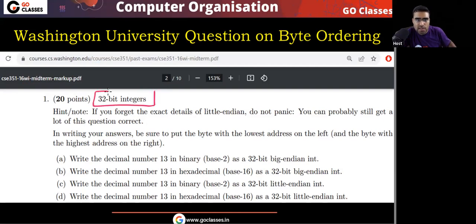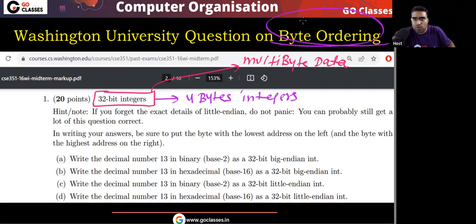So this is your multi-byte data, right? You have a 32-bit integer. That simply means that this is your multi-byte data. And when you have multi-byte data, then endianness will come into the picture. Yes or no? Whenever you have multi-byte data, so you have 4-byte data. If you notice, these are 4-byte integers. So there are 4 bytes. And whenever you have multi-byte data, how do you store this data in the main memory? For that, the concept of byte ordering comes into the picture. Okay, so let's solve it.